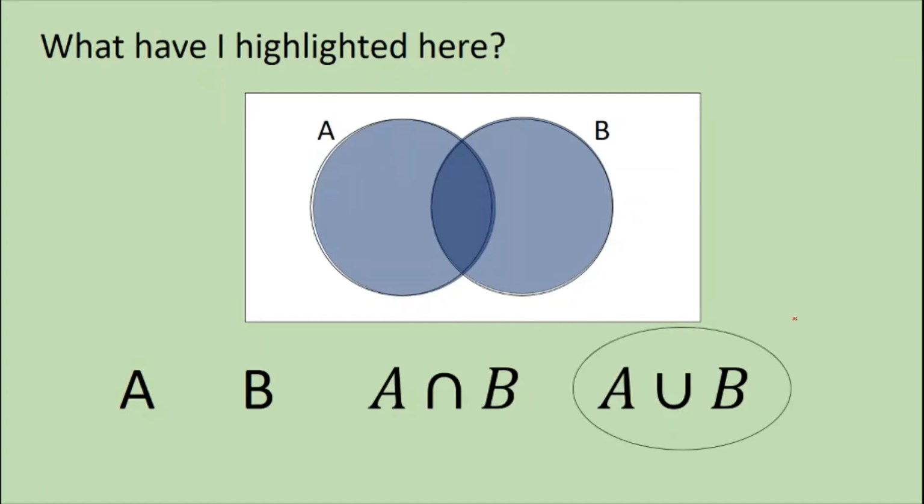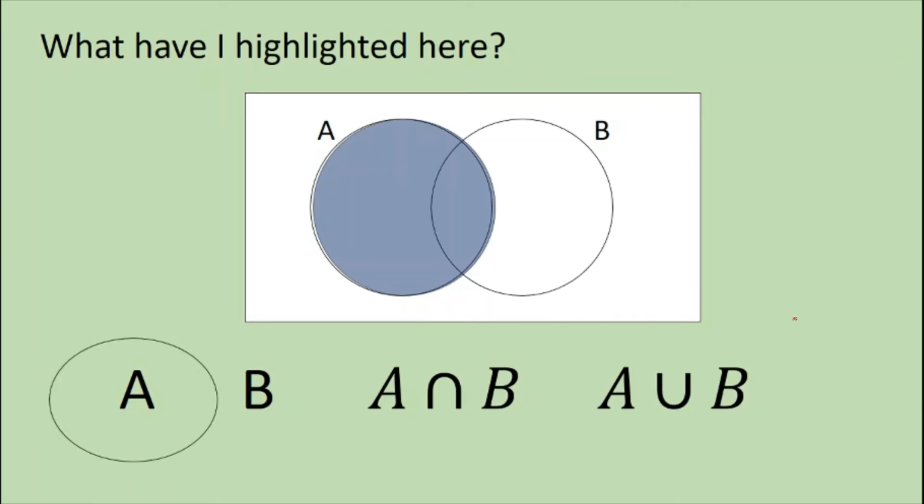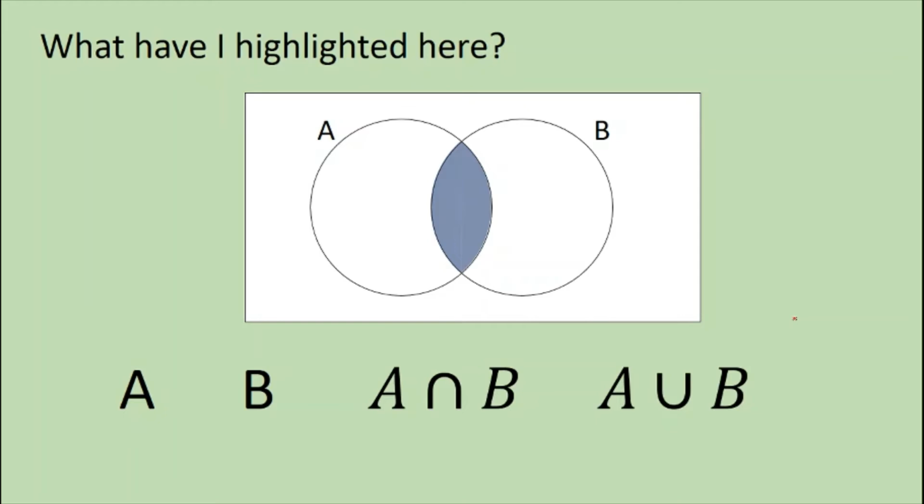Okay, this one is A or B. I want everything that is in either circle A or in circle B. I don't mind as long as it's in one of the circles. Okay, this one is circle A, so it's A. And the final one of these four is that one, A and B. It has to be the numbers that belong to both, or whatever else I'm sorting in my Venn diagram.